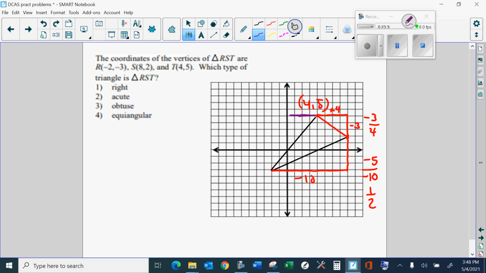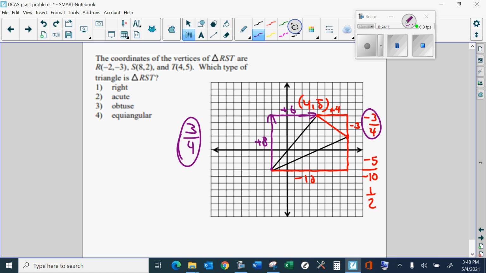-1, 2, 3, 4, 5, 6. There. 1, 2, 3, 4, 5, 6, 7, 8 there. Okay, so if I'm going from here, it's +8. I'm going here, +6, from that point to that point. So that slope is 3/4. Okay. Well, this one was -3/4. Okay, those are not negative reciprocals, so therefore it's not a right triangle.